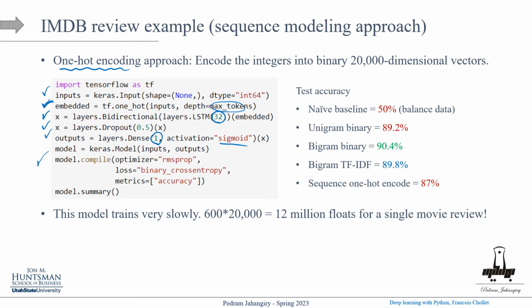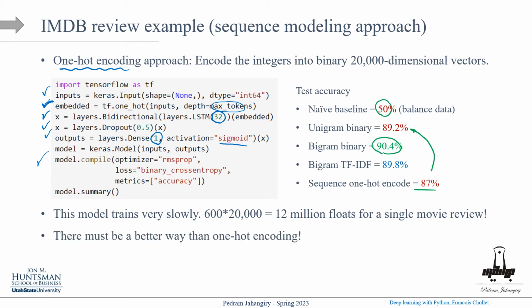In terms of performance, naive Bayes was 50%. We got it up to 90.4% with bigram binary. However, with sequential modeling and one-hot encoding, it's only 87%. So if anything, it's even worse than the unigram binary. And the model was trained so slowly.